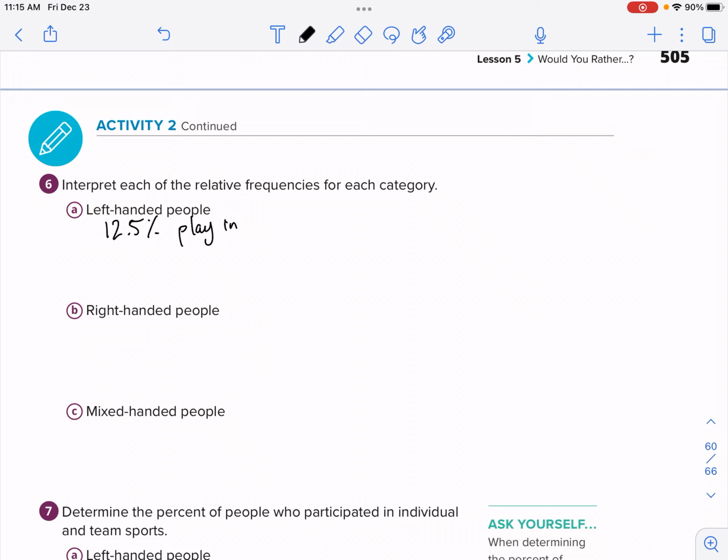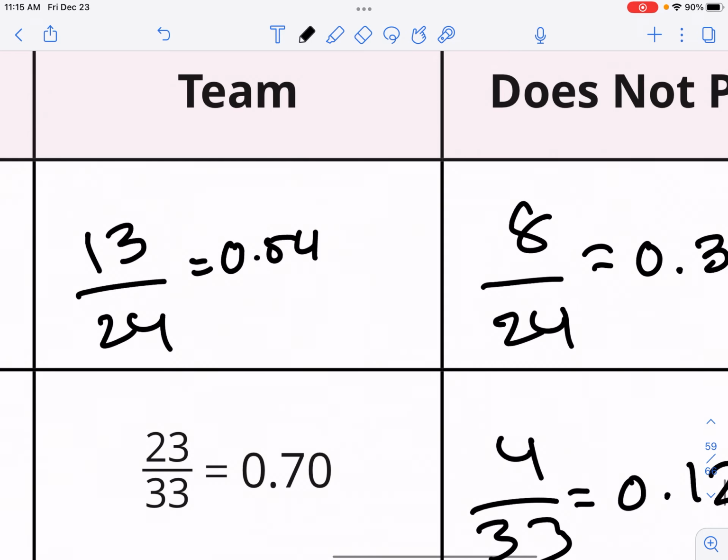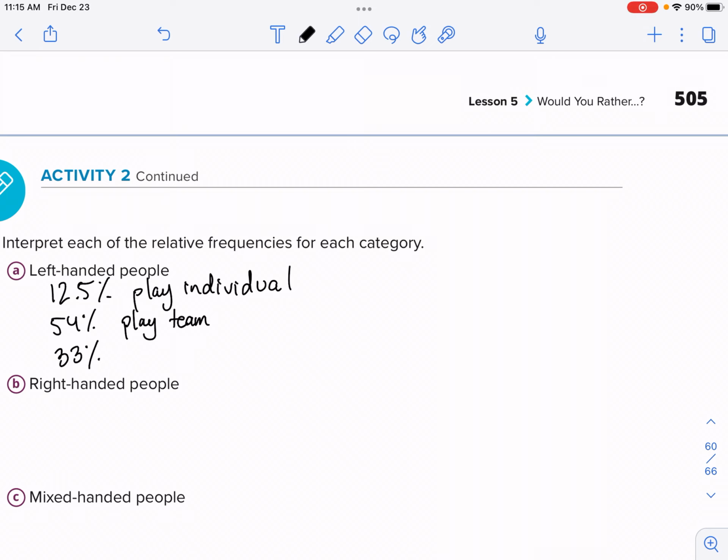Play an individual sport. So like we said earlier, it could be golf, it could be wrestling. Moving on for team sport, right? This as a percent is 54%. 54% play a team sport. And then the other one was 33% don't play. Do not play a sport at all.